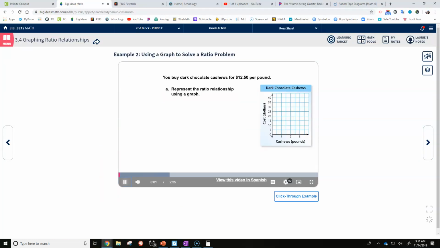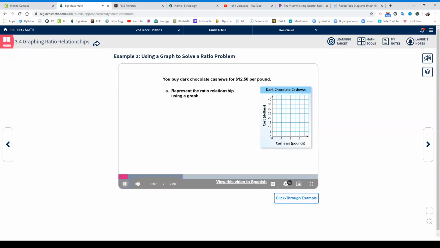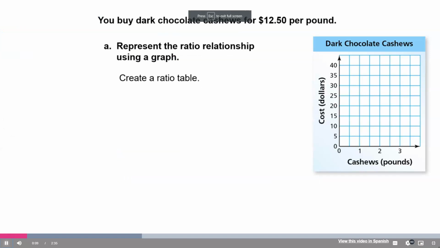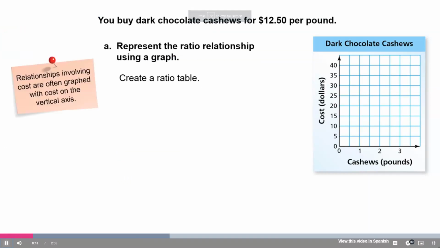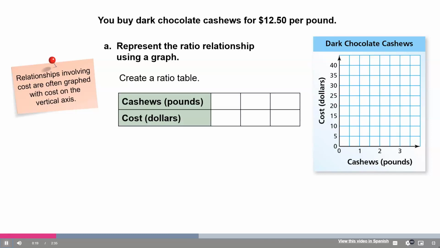You buy dark chocolate cashews for $12.50 per pound. Part A. Represent the ratio relationship using a graph. Start by creating a ratio table. Relationships involving cost are often graphed with cost on the vertical axis. So create a ratio table using the ratio of pounds of cashews to cost. The cost is $12.50 per pound. So 1 pound of cashews costs $12.50.